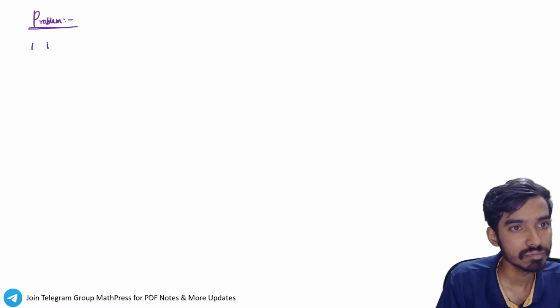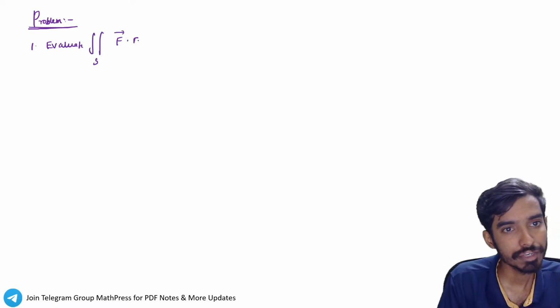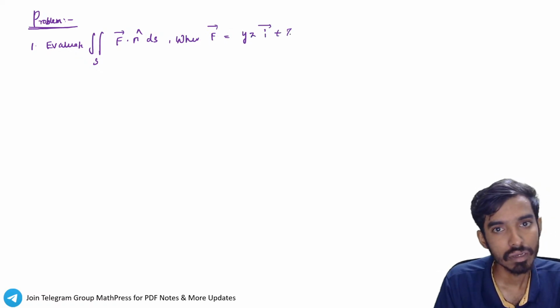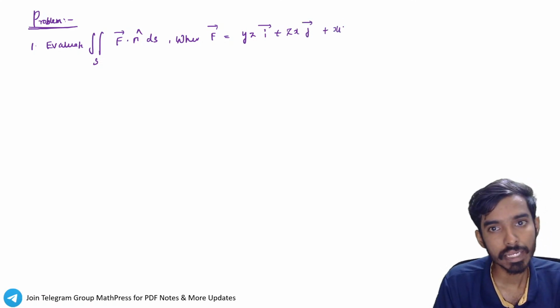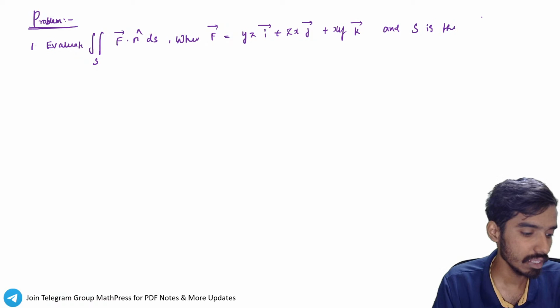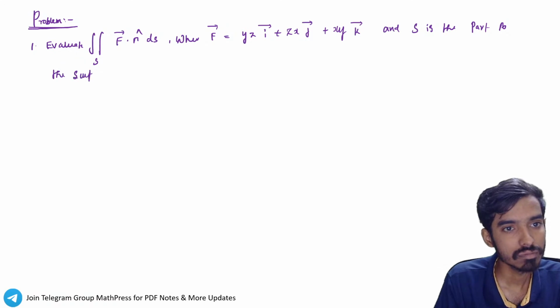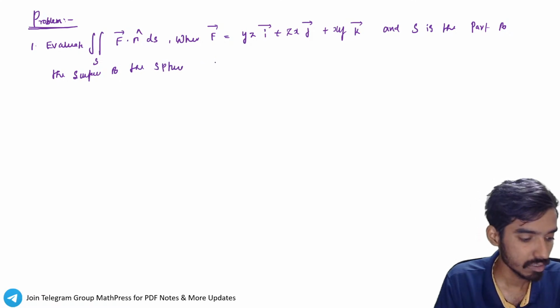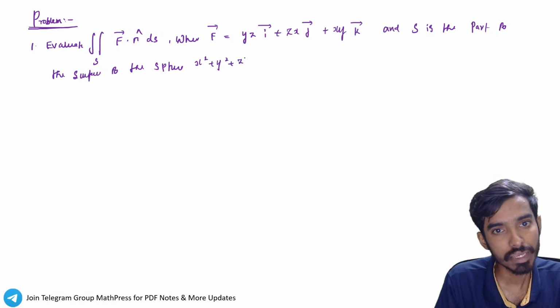Evaluate double integral over S of f vector dot n cap ds, where f vector is given by yz i vector plus zx j vector plus xy k vector, and S is the part of the surface of the sphere x square plus y square plus z square is equal to 1, which lies in the first octant, right?